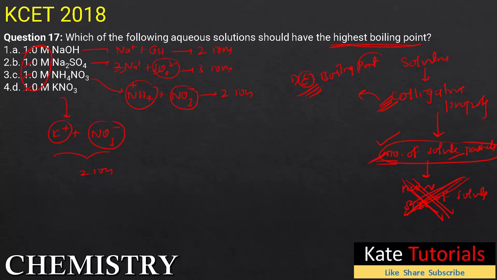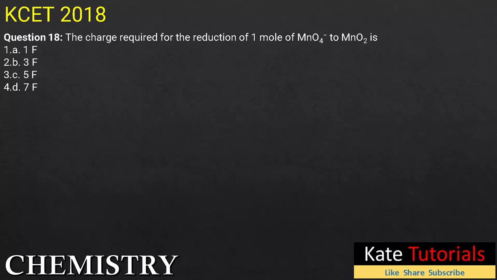The number of solute particles means the number of ions. Option B, Na2SO4, gives 3 ions. Since there are more ions, the elevation in boiling point will be more. Within these 4 options, the one having the highest boiling point is Na2SO4. So option B is the correct option. This is about question number 17.